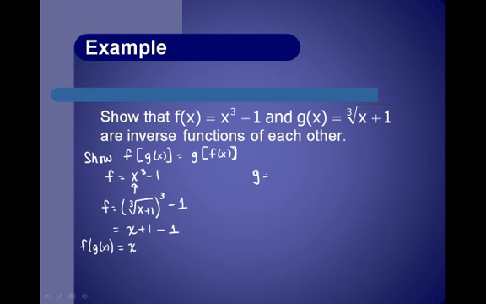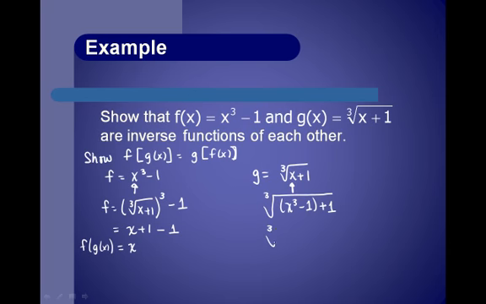Well, that means we're going to start with our g function, which is the third root of x plus 1. Everywhere we had an x, we're going to substitute in x to the third minus 1. So what we've got is the third root of x to the third minus 1 plus 1.